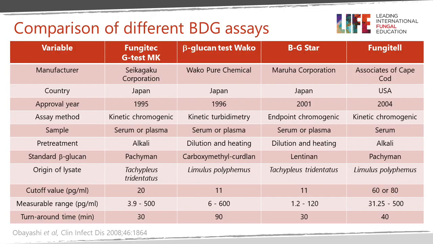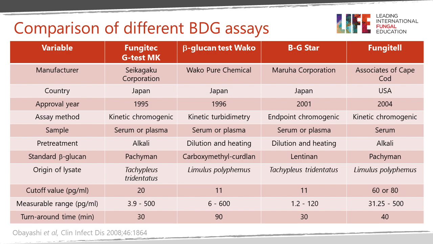So this study, which is over 10 years old, compared different methodologies of the assays, and I won't go through this in detail because it's been somewhat superseded. But I do want you to notice that there are different ways that the tests are run in terms of whether they're kinetic, using chromogenic or turbidimetric endpoints, and there are different cutoff values and different durations of test. And as I say, this data needs to be updated a little bit, but it does demonstrate that there are definite differences between these tests.